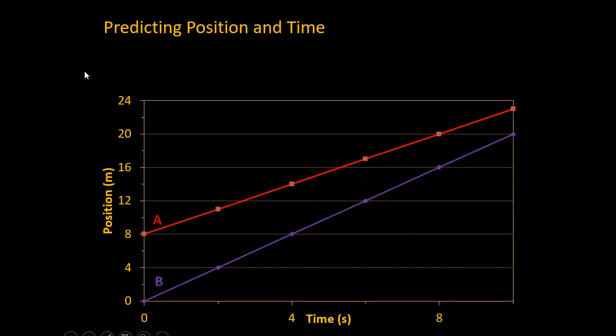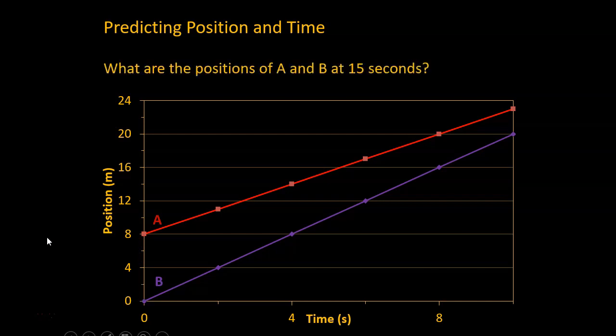Let's move on and look at how we can predict the position and time of an object or two objects. Here we have a graph. We have object A. It starts at position 8 at time 0 and moves to the right or the positive direction. And object B at time 0 starts at the origin, position 0, and it also moves to the right. Now we can tell that the slope of object B is greater than the slope of object A, so that tells us right now that B is going faster than A. However, A has a head start, an 8-meter head start.